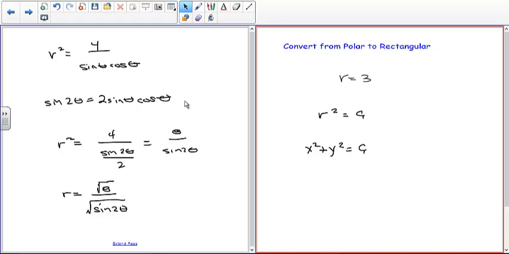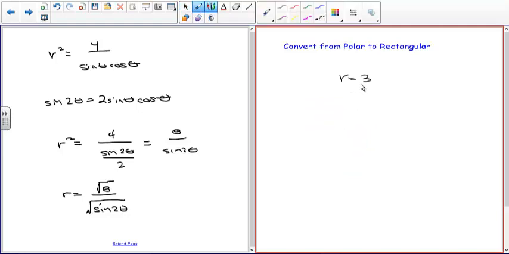Now, when it comes to going the other direction, a lot of times you will use r squared equals x squared plus y squared. And that's basically what I did here. If you start with the polar equation r equals 3, and we have x squared plus y squared equals r squared, we take this and square it, so you get r squared equals 9. Then for r squared, you put in x squared plus y squared, and so you get the rectangular form. If there was a theta in there, we probably would use the arctangent somehow.